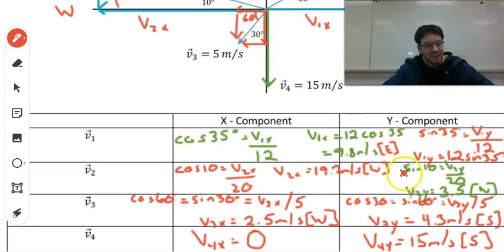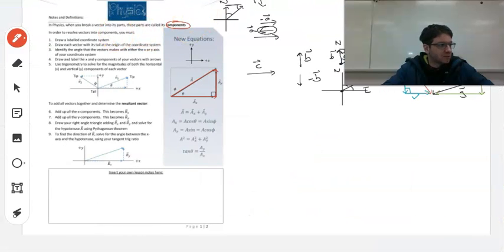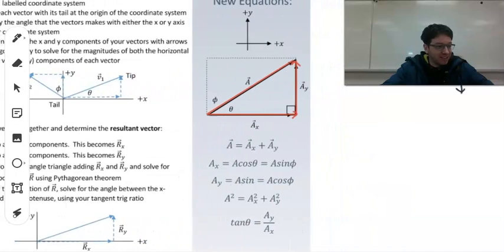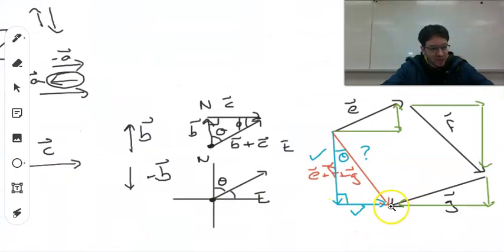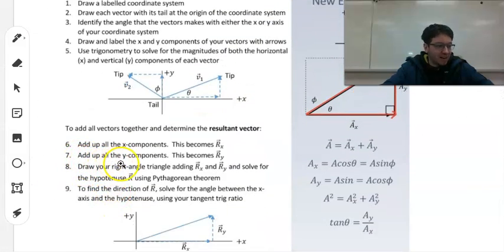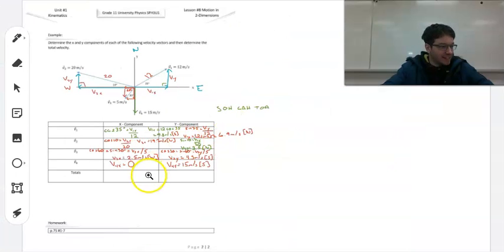Okay, so now that we've found the components for each one, our next step is to add up all the x components. If we add up all the x components, remember that's going to give us the x component for the vector that is added up, which we call our resultant vector, the sum of all the other vectors. So we'll call that Rx. And then we are going to do the same thing for y. Add up all the y components, and this becomes the vertical component for our resultant vector, the sum of all the other vectors. So let's add those up.